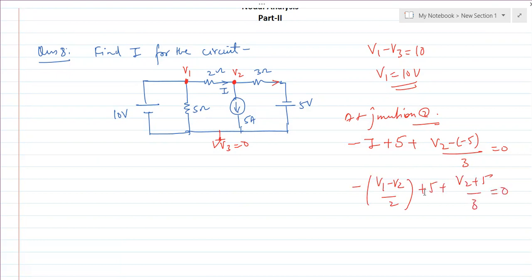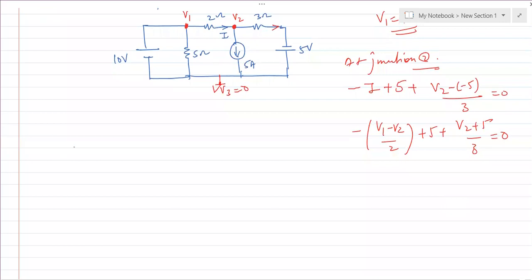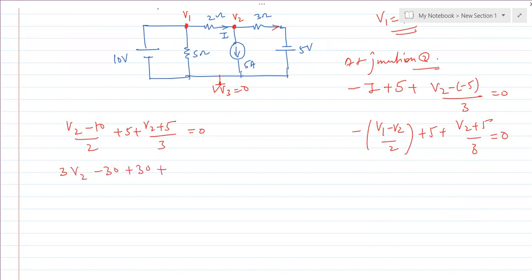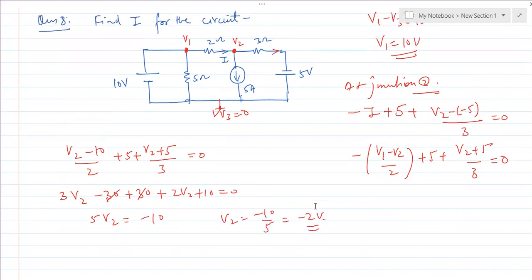Here we have the value of V1 as 10. So solving this, (V2 minus 10) upon 2 plus 5 plus (V2 plus 5) upon 3 is equals to 0. Considering LCM 6, 3V2 minus 30 plus 30 plus 2V2 plus 10 is equals to 0. 30 to 30 cancel हो गया. It becomes 5V2 is equals to minus of 10. That means V2 is equals to minus 10 upon 5 or minus 2 volts. So V2 का आंसर हमारे पास आ गया है.